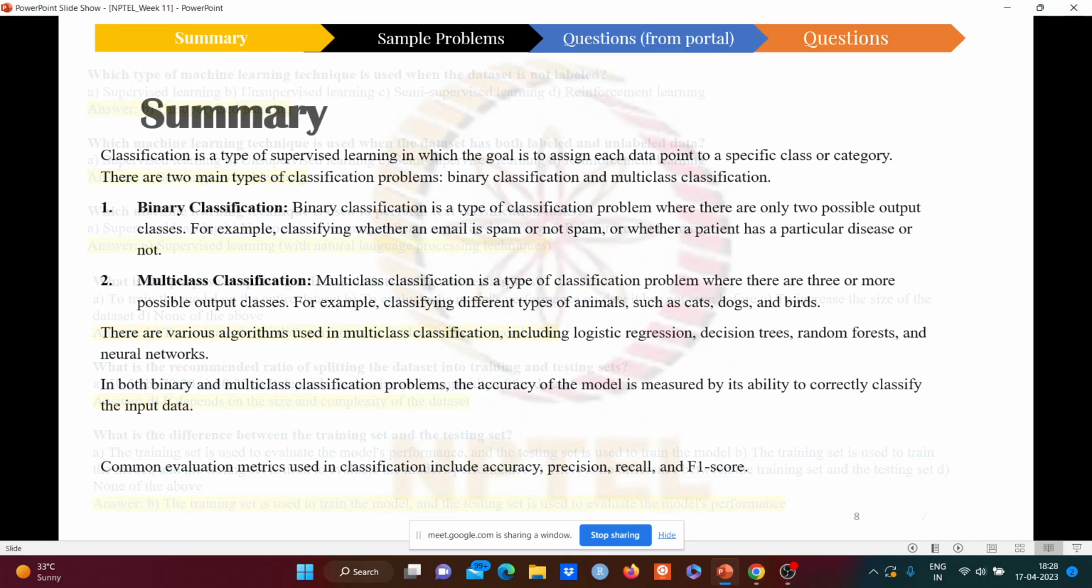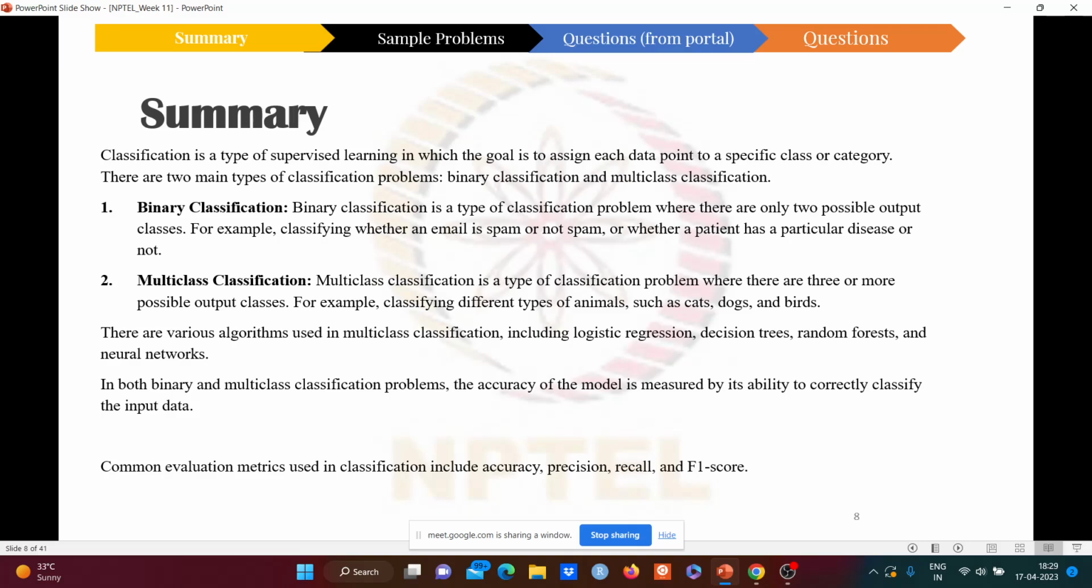Moving forward, the first type of problem we are talking about is the classification problem. Classification is a type of supervised learning in which the goal is to assign each data point to a specific class or category. Here the input data is labeled with a set of predefined classes. The algorithm learns to predict the correct class for new and unseen data based on the patterns learned from the labeled data.